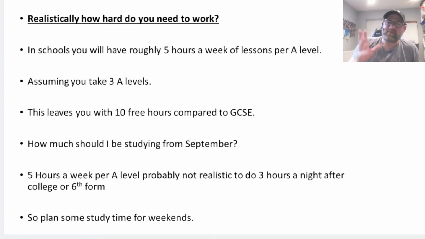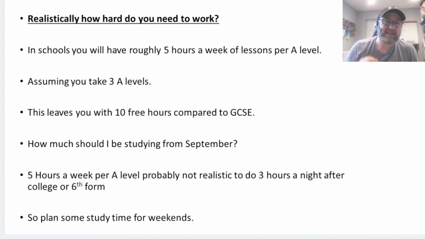If you assume most students in the country take 3 A levels, you will get from your school 5 hours a week per A level of teacher time. So if you're studying 3 A levels, which is the average that most students study when they go on to sixth form, then you're doing 15 hours of lessons a week. Hang on, that's a bit different than GCSE, right?